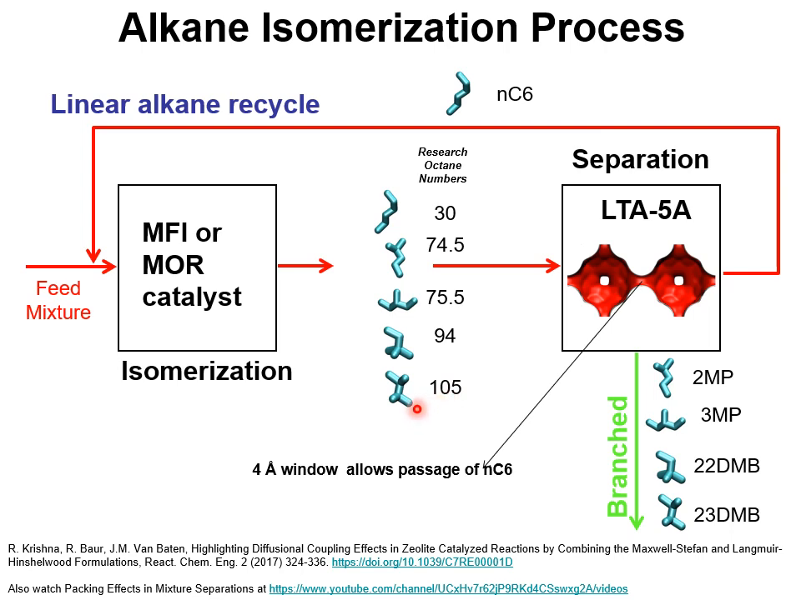And in industrial practice, the demand for high-octane gasoline is met by having the alkane isomerization process, in which a feed mixture consisting predominantly of the normal hexane isomer is isomerized in a reactor with a Mordenite or MFI catalyst, and the reactor product consisting of a mixture of hexane isomers is separated using LTA 5A zeolite that essentially sieves out the linear isomer, and the linear isomer is recycled back to the reactor.